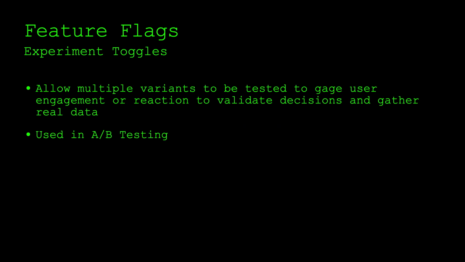So you can also have experiment toggles, and these ones give you multiple variants, and depending on the variant, it will display like a different UI or something like that, and it allows you to gather data from the users and sort of make decisions based on that data rather than just assuming things about your user base. So it can be quite useful for fine-tuning things.